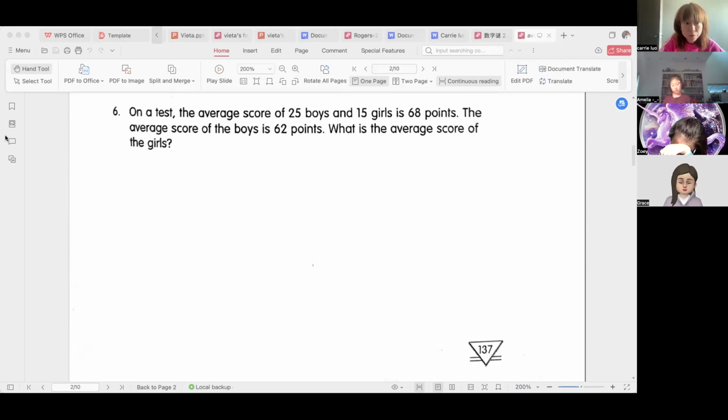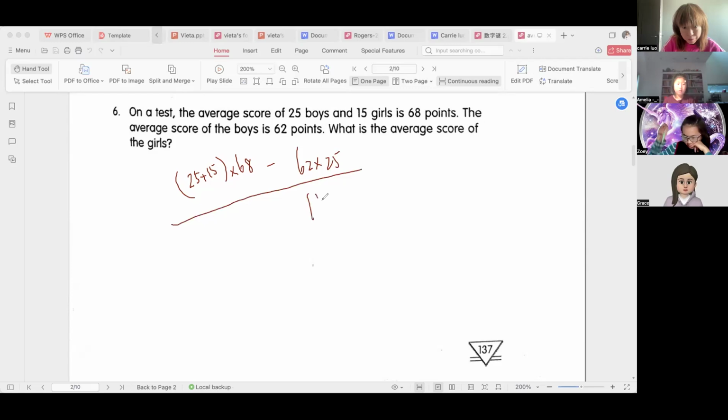Okay, so on the test, the average score for boys and girls is 68. So 25 plus 15 times 68, right? That's the total points altogether, right? The average score for boys is 62. 62 times 25 divided by 15. That's the answer, right? Get it, everybody?